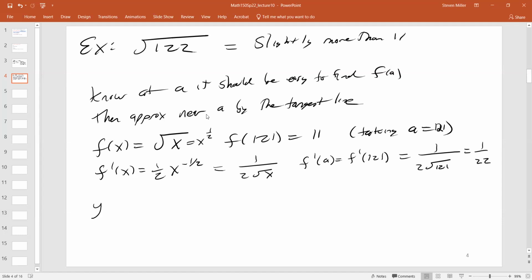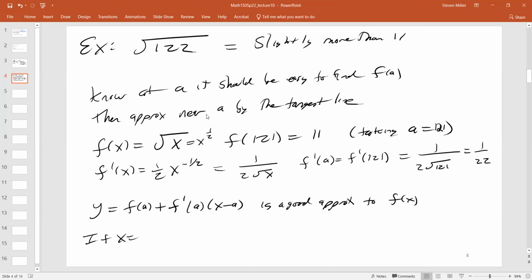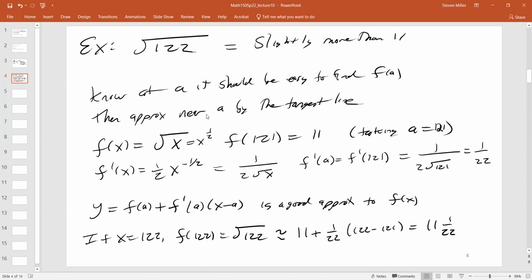All right, so now y equals f of a plus f prime of a times (x minus a) is a good approximation to f of x. And what do we want to take for x? 122. So if x equals 122, f of 122, which is the square root of 122, is approximately f of a, which is 11, plus f prime of a, which is 1/22, times (122 minus 121), which is 11 and 1/22. So let us switch to Mathematica.